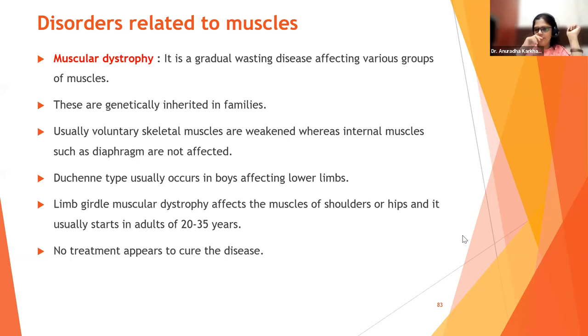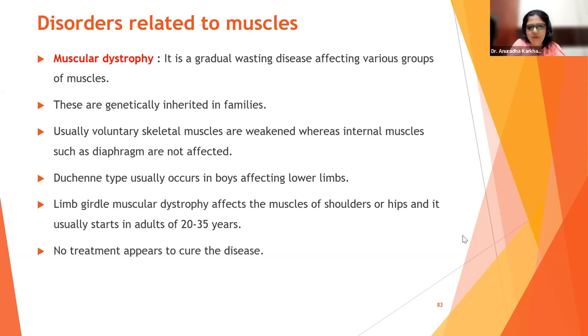Now here we have to do two things to understand the disorders. First part is going to be disorders related to muscles, because even muscles are a part of your locomotion. And the second is disorders related to bones. So I have divided it into two separate parts, muscle disorders and bone disorders. Okay? First, disorders related to muscles.